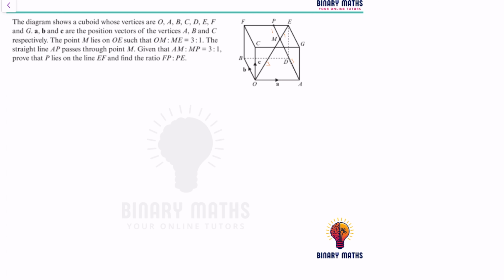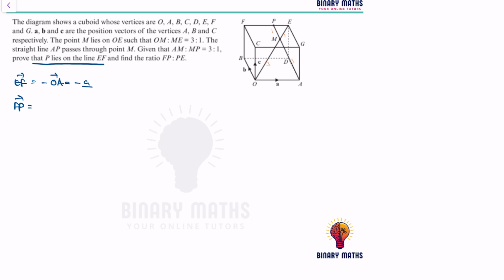Okay, so the first thing I need to do is prove that P lies on EF. So E to F is equal to negative O to A, which is equal to minus A. So if P lies on EF, it must be a scalar multiple of negative A. So let's work out how to work out F to P. So if I know this is negative A, I need to work out what F to P is.